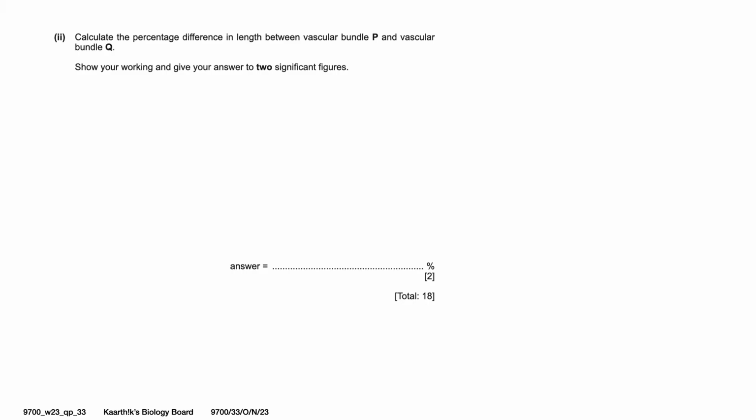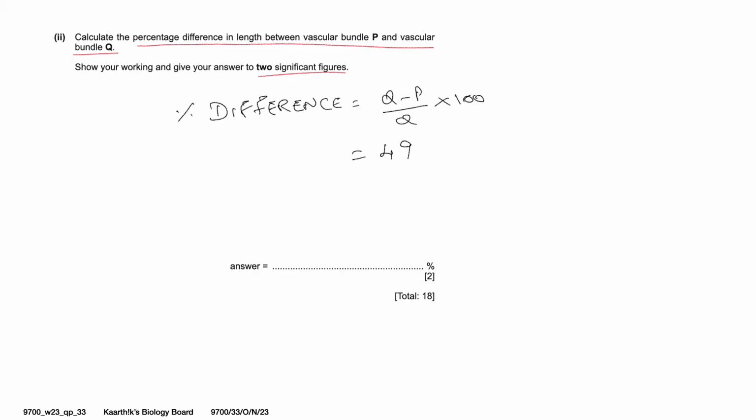Moving on to next question. Calculate the percentage difference in the length between vascular bundle P and vascular bundle Q. We are asked to identify the percentage difference in the length, and we should also give our answer in 2 significant figures. To calculate this, percentage difference is (Q minus P) divided by Q into 100, which is (49 minus 29) divided by 49 into 100, which is 40.8%, which is equal to 41 percent.